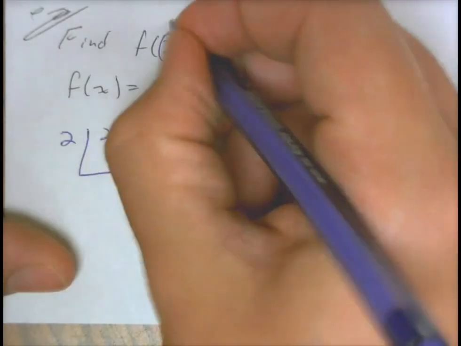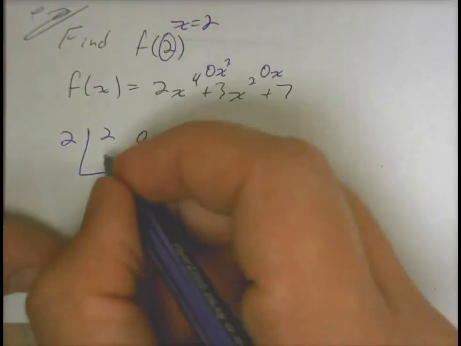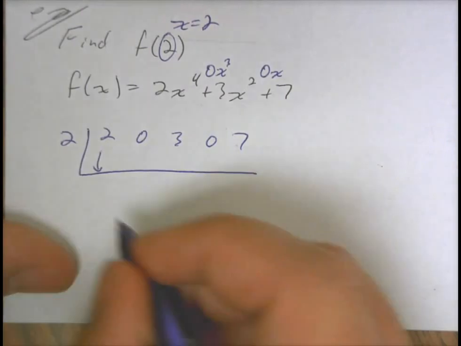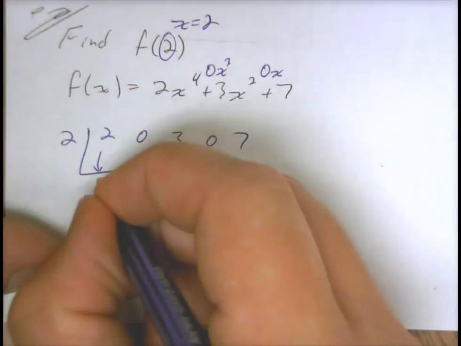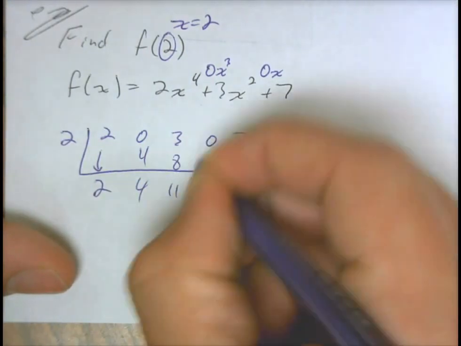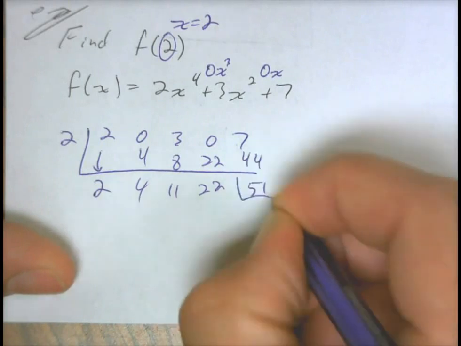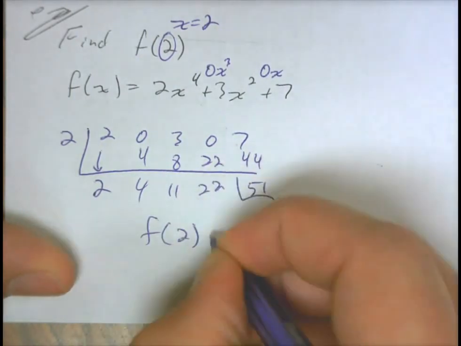Notice this one gives me x equals 2, so I don't need to really do any work to find my 0 or whatever that function is that I'm putting on the outside. Whatever that number is on the outside, it's not a function. So 4, 4, 8, 11, 22, 22, 44, 51. So f of 2 is 51.